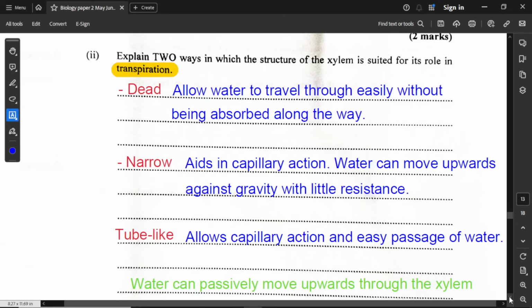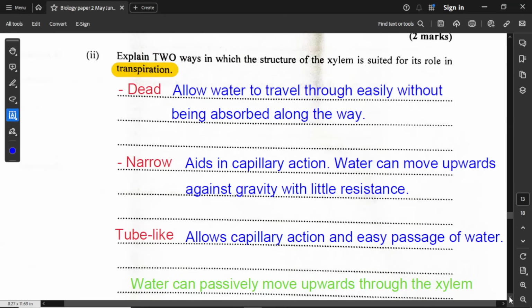So one is that the xylem is dead tissue, and since it's dead, it allows water to travel through easily without being absorbed along the way. Because if the xylem cells or tissues were not dead, then they themselves would absorb water. So the xylem is like a straw, a dead, hard, rigid structure. And it is also narrow.